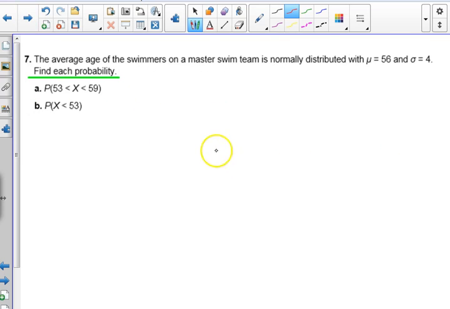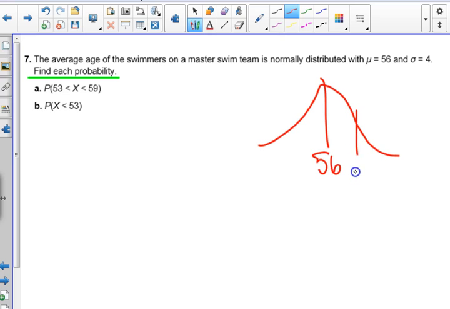All right. The average age of swimmers on a master swim team is normally distributed with a mean of 56 and a standard deviation of 4. I'm just going to sketch this one. 60, 64. What did we just say? All right. Between 53 and 59.